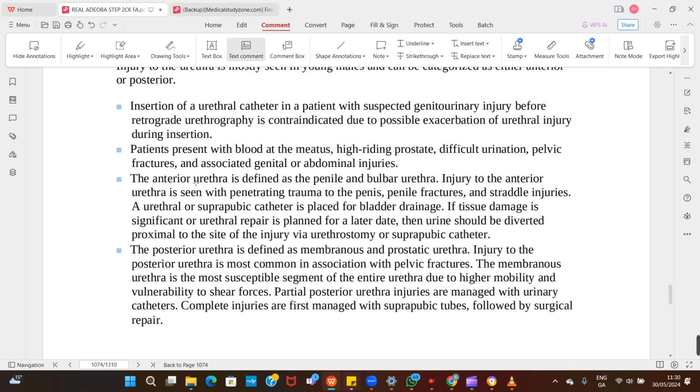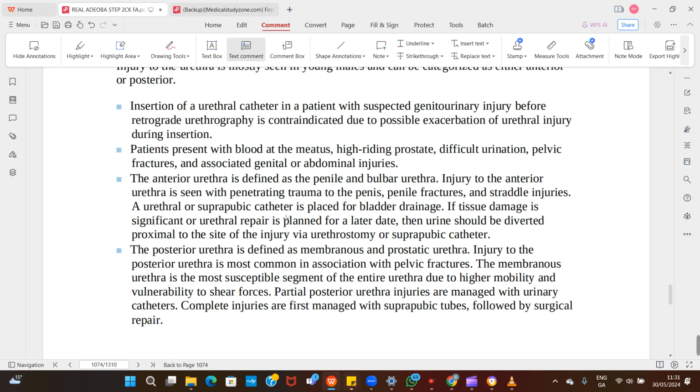An injury to the anterior urethra is seen when you have penetrating trauma to the penis, penile fractures, or straddle injury. And what you normally do is place a suprapubic catheter from the bladder so that you don't even allow urine to get to the urethra. That's what you usually do, to drain urine from the bladder so that you can rest that urethra.